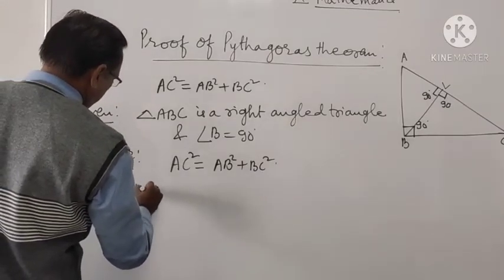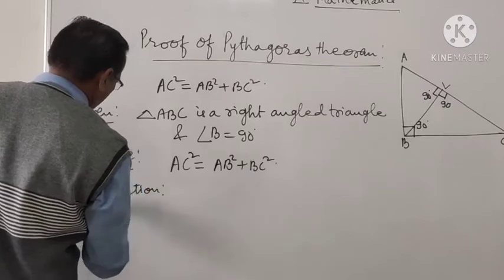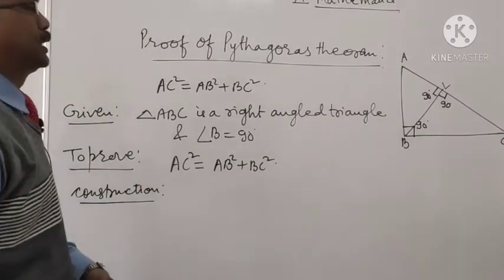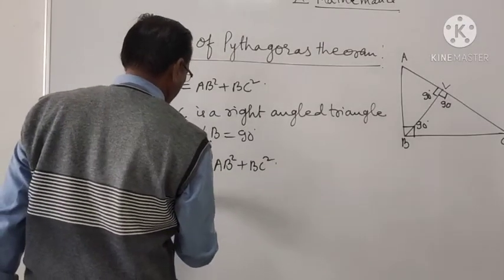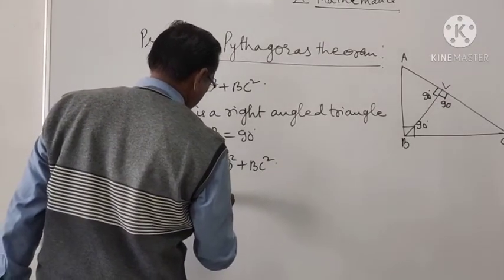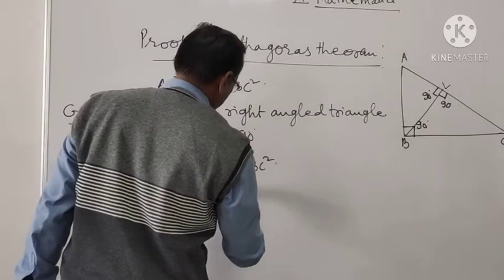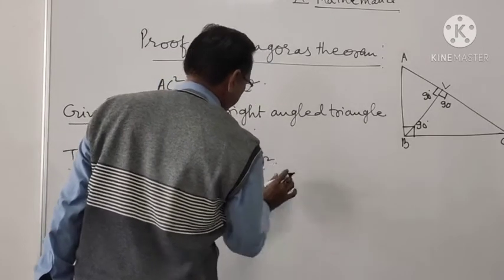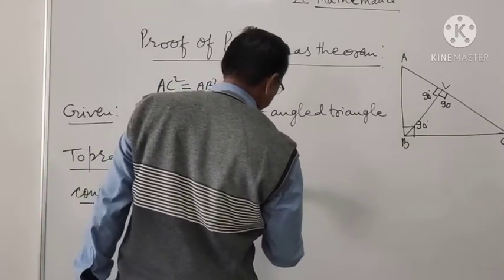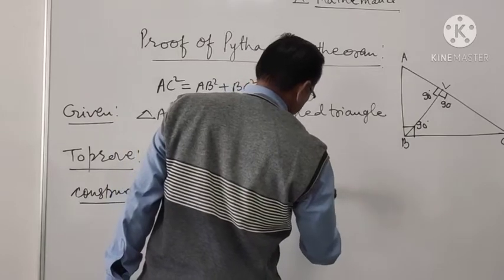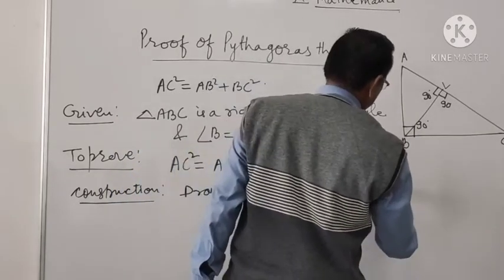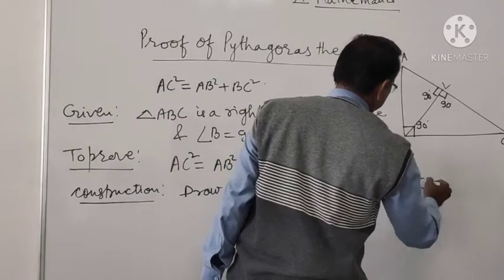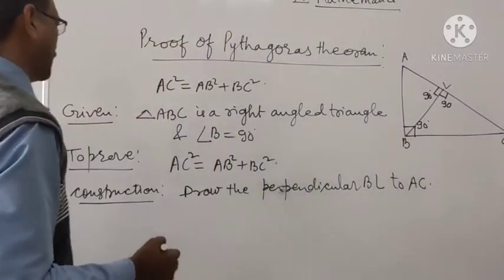Now there is a need of construction. So we have to draw the perpendicular from B to the hypotenuse AC at the point L. So draw the perpendicular BL to AC. Now let's come to the proof.